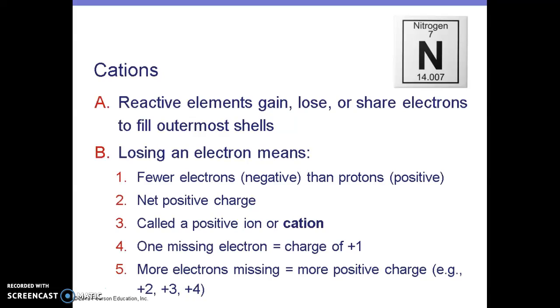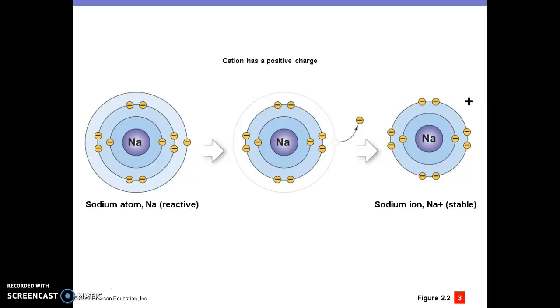And there can be cations with a charge of +1. That means it's lost 1 electron. If it's lost 2 electrons, it has a positive charge of +2. If it loses 3 electrons, a positive charge of +3, and so on.